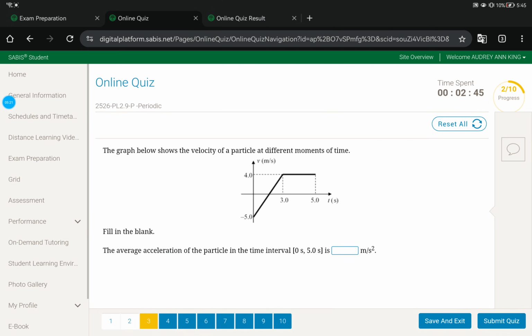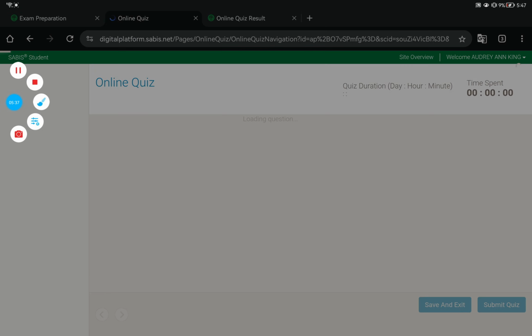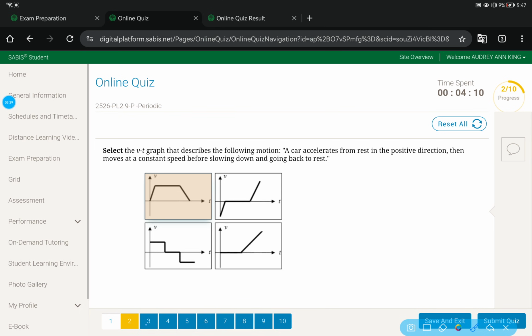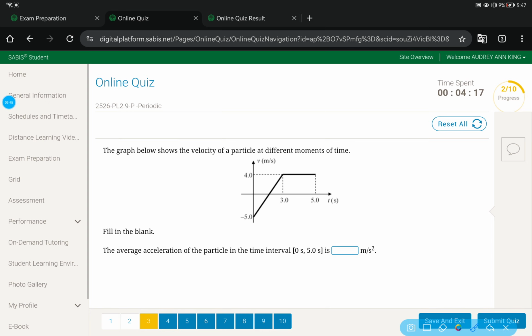The graph below shows the velocity of a particle at different moments of time. The average acceleration of the particle at time interval 0 seconds and 5 seconds is blank meters per second. Okay, for this one, you just do the formula for velocity, which I told you before. So you just have to do 5 minus 0.